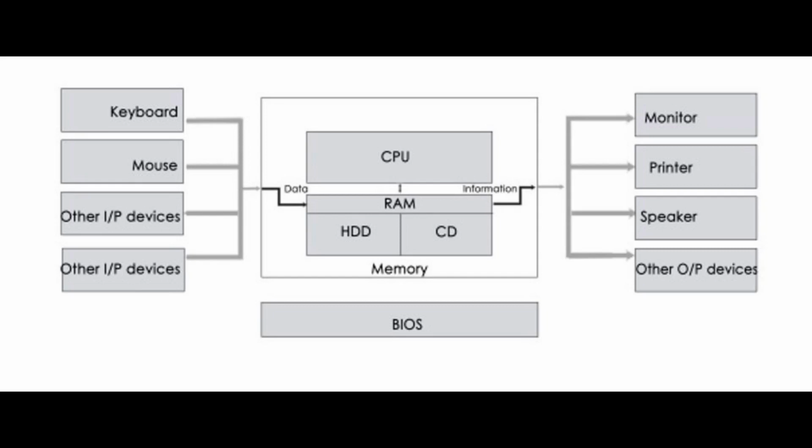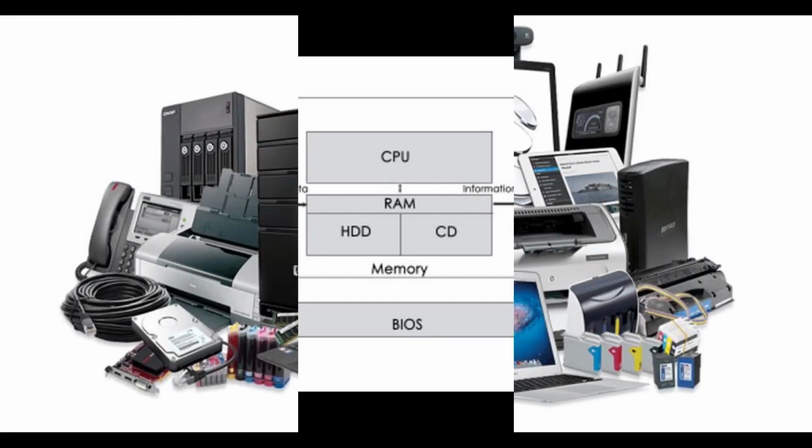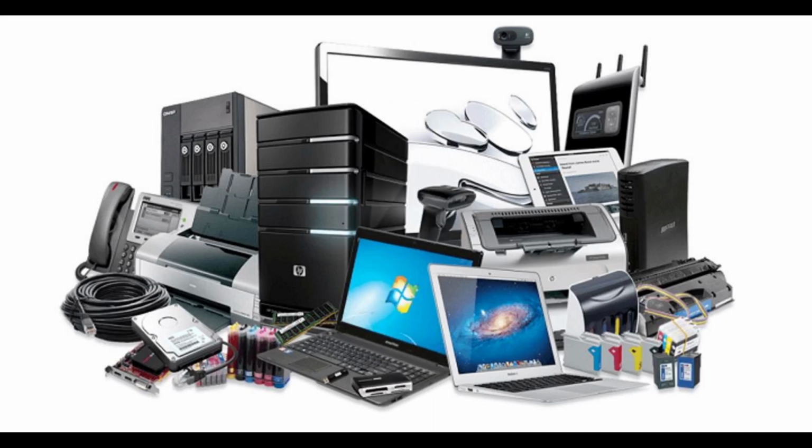The template for all modern computers is the von Neumann architecture, detailed in a 1945 paper by Hungarian mathematician John von Neumann. The paper describes a design architecture for an electronic digital computer with subdivisions of a processing unit consisting of an arithmetic logic unit and processor registers, a control unit containing an instruction register and program counter, a memory to store both data and instructions, external mass storage, and input and output mechanisms.